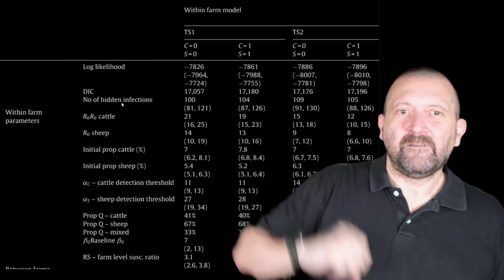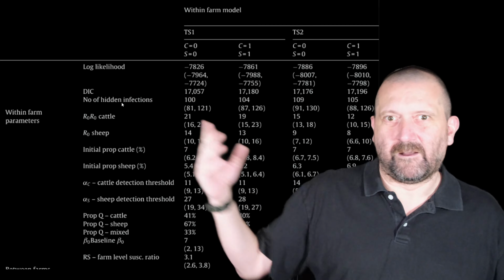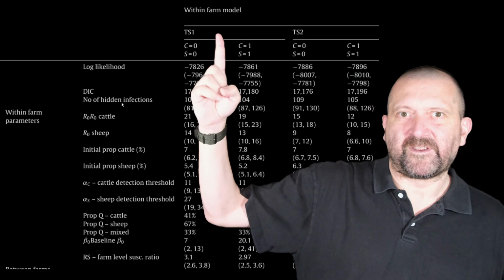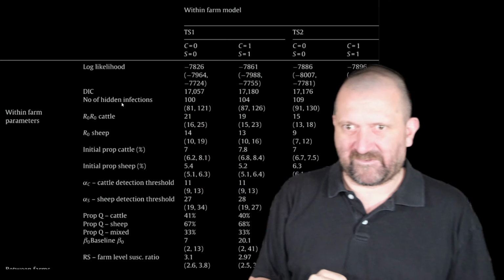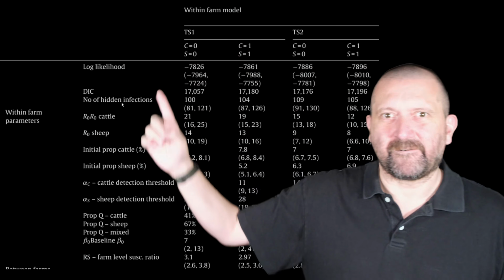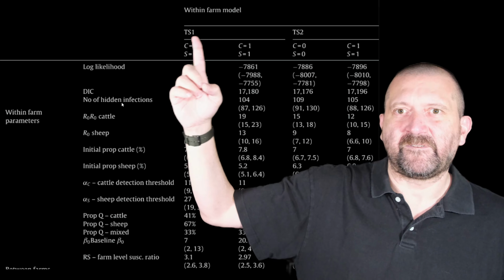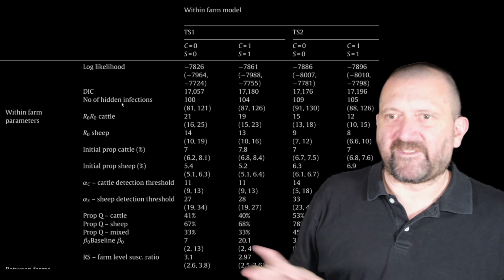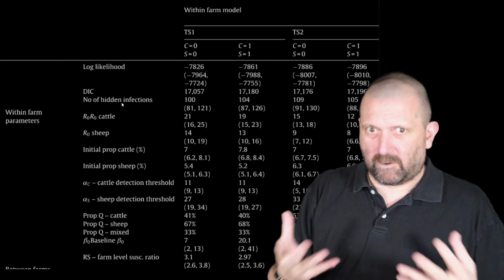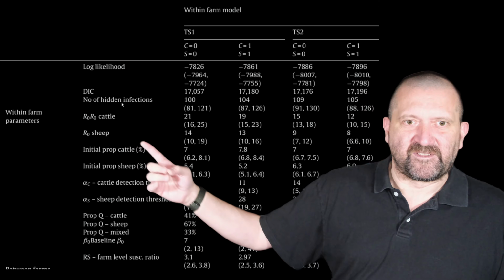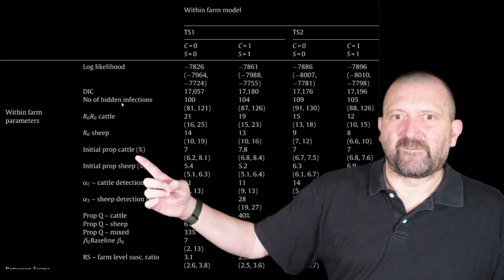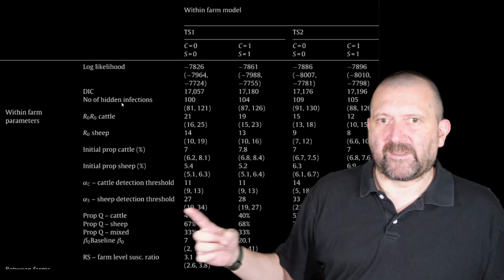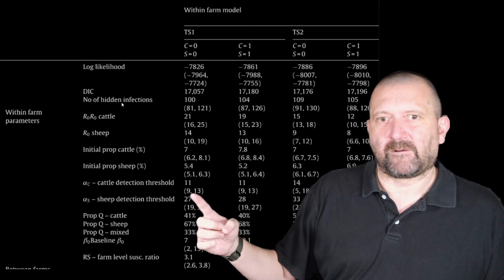And so here, these are results of finding parameters for the two scenarios in terms of the time to peak infectiousness that I detailed earlier, TS1 and TS2, these are the two scenarios. And here, this is the result of parameter fitting on data, and you can see the initial proportion of cattle, initial proportion of sheep, the detection threshold that they find, and every time they give you a confidence interval.